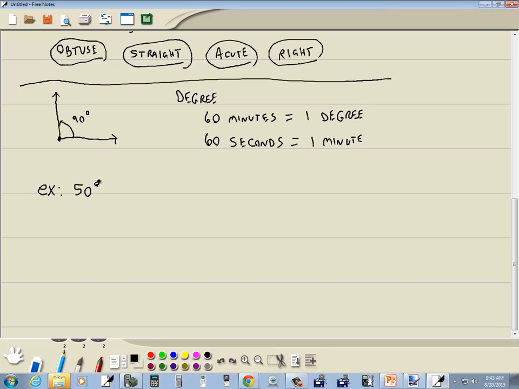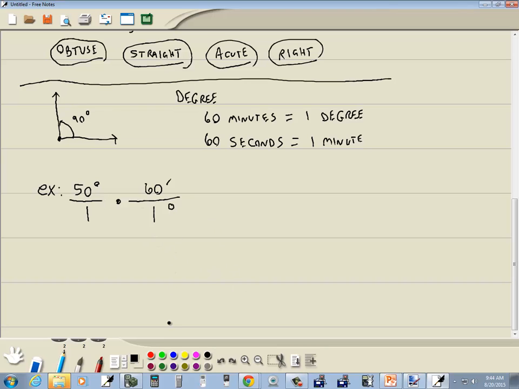For example, if I have 50 degrees, and we want to change this to minutes, I want to convert it. Dimensional analysis says you take what you're starting with and put it in fraction form, so I'll put it over 1. If you have degrees up here, you'll have degrees down here. We said 1 degree is equal to 60 minutes, so I put 1 degree below and 60 minutes up on top. Minutes is represented by a single quote like that.